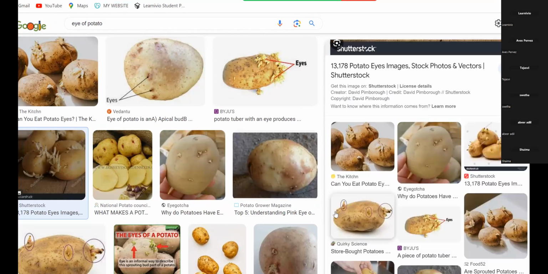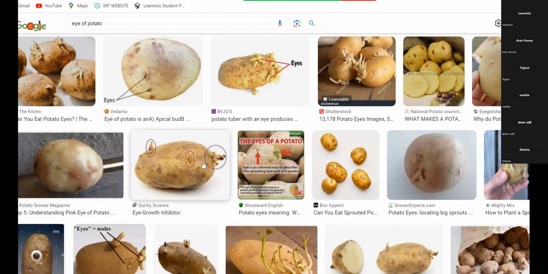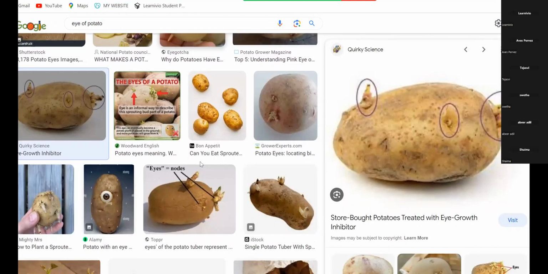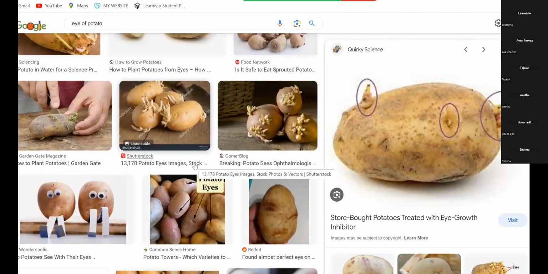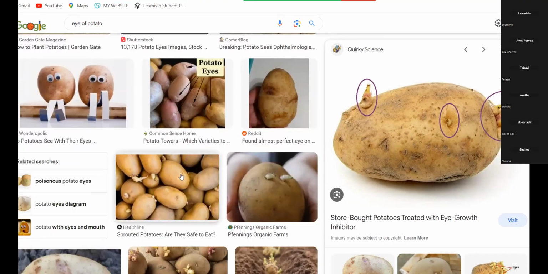Okay, got it? If you keep an onion also for a long time, then this onion can give rise to new plants. You can see that from the onion, green colored leaves arise. So these are called the eyes of potato.